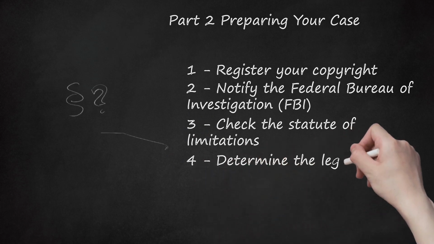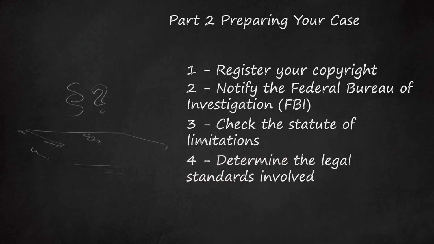4. Determine the legal standards involved. Copyright law is almost entirely made up of federal statutes and regulations. Therefore, if infringement occurs, you will sue under the federal copyright law of the United States. As the owner of a copyright, you have certain exclusive rights set out by federal law. Those rights include the ability to reproduce the work, prepare derivative works, distribute copies of the work, perform the work, and display the work. Anyone who violates any of your rights is infringing on your copyright.